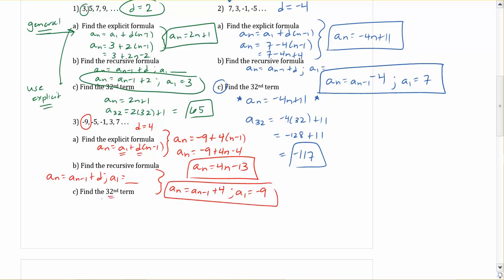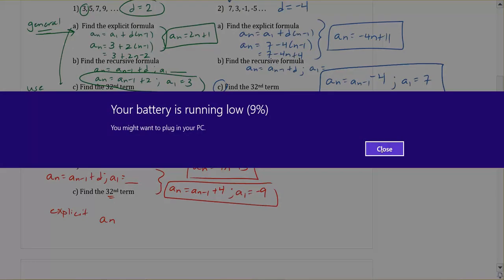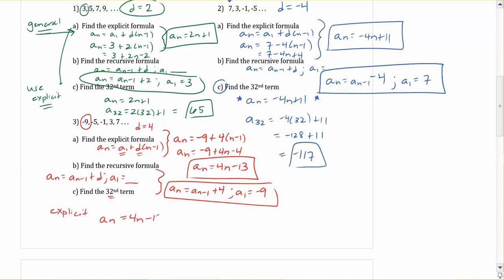And the 32nd term, again, I'm using my explicit formula to plug in. So I'm going to use from part A, a sub n equals 4n minus 13. And we're going to plug in 32 for when we see an n. All right, so let's plug in 32. So 4 times 32 minus 13. I'm going to get 128. 128 minus 13. And so your 32nd term would be 115.